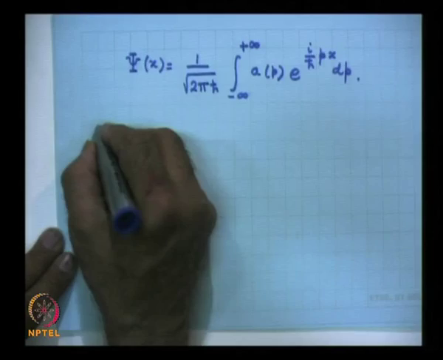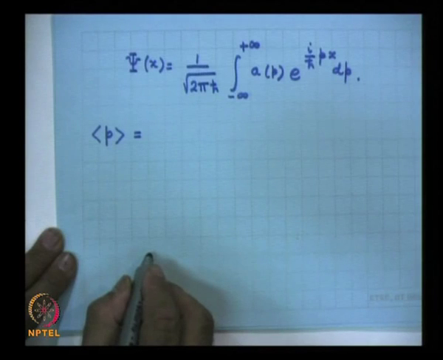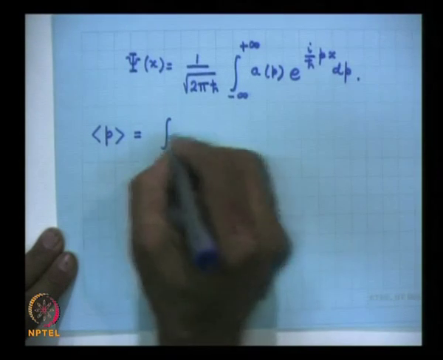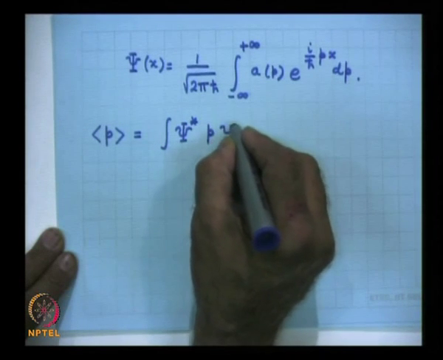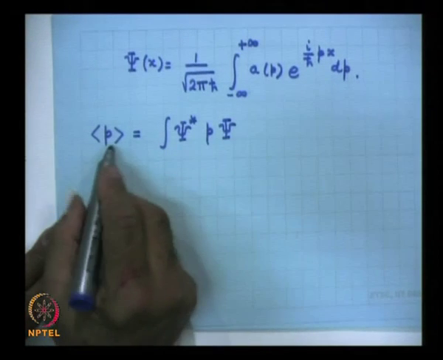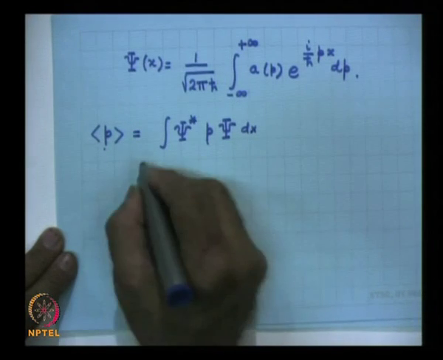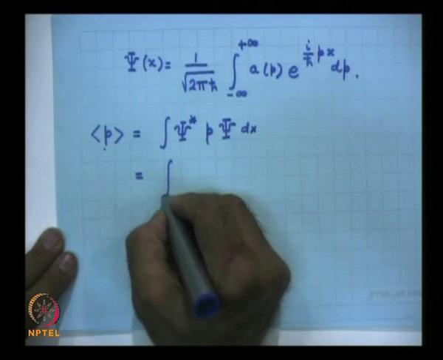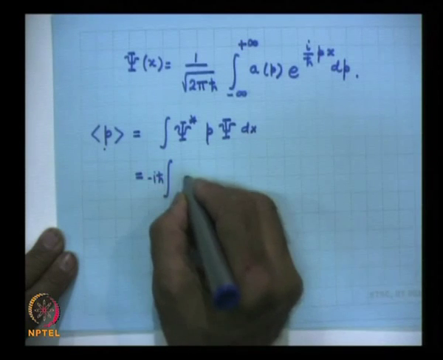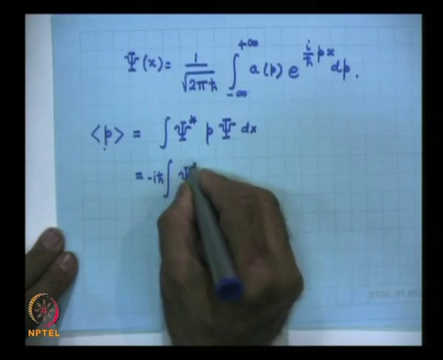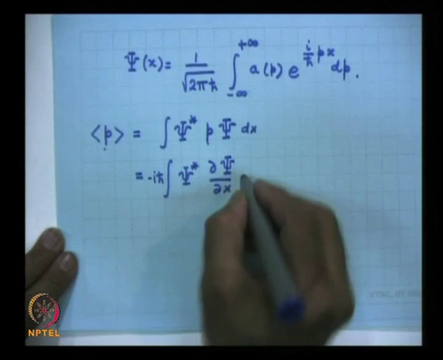Now, the expectation value of p, as we had discussed earlier, is equal to integral of psi star p psi, where p is the operator representing the variable p. And as we all know now, from what we have been discussing, this is equal to minus I h cross integral of psi star delta psi by delta x dx.